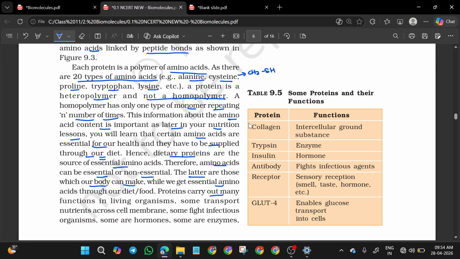So like collagen, just now we have seen it is most abundant in the animal world. It is an intercellular ground substance, means it is present between the cells or outside the cells it is present, not intracellular.